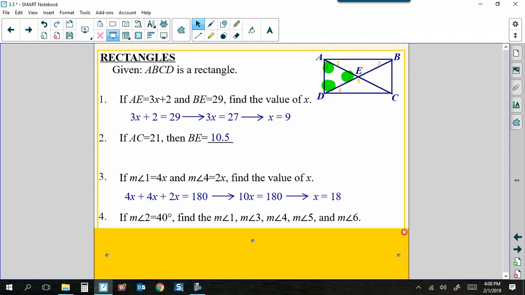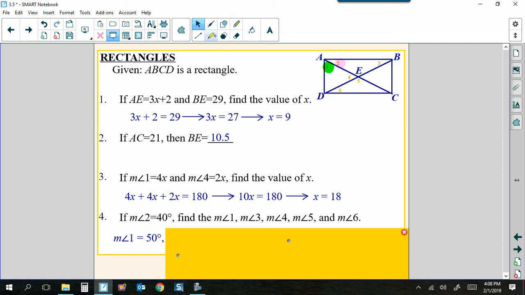Lastly, I have, if the measure of angle 2 is 40 degrees, find the measure of angle 1, 3, 4, 5, and 6. Now, this may look a little overwhelming, but to be honest with you, it's really not that bad. So what you're going to do is label angle 2 40 degrees. Once you label angle 2 40 degrees, you know that angle 1 plus angle 2 is 90 degrees. So what plus 40, or what is the complement to 40, and that is 50.